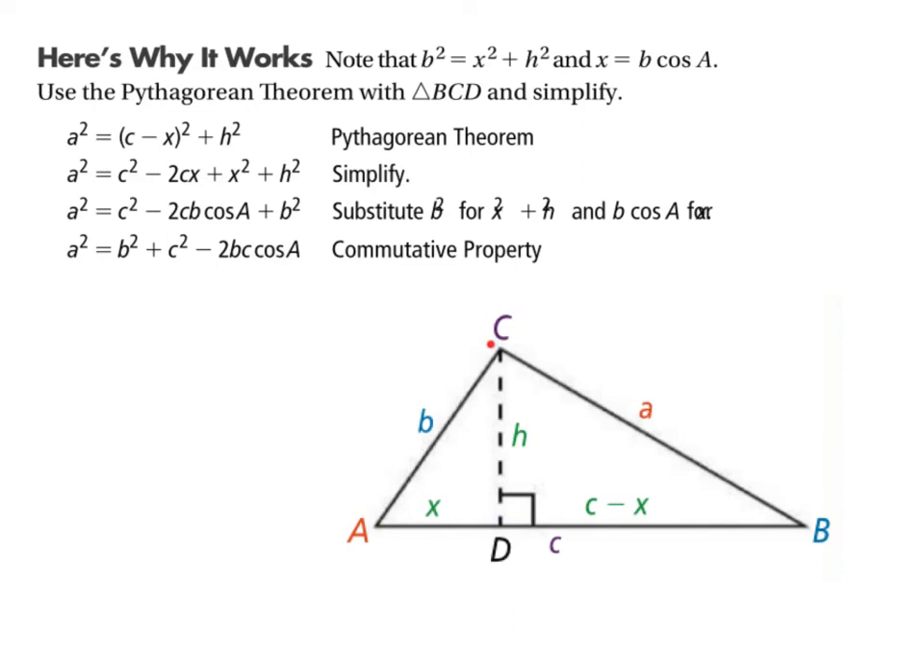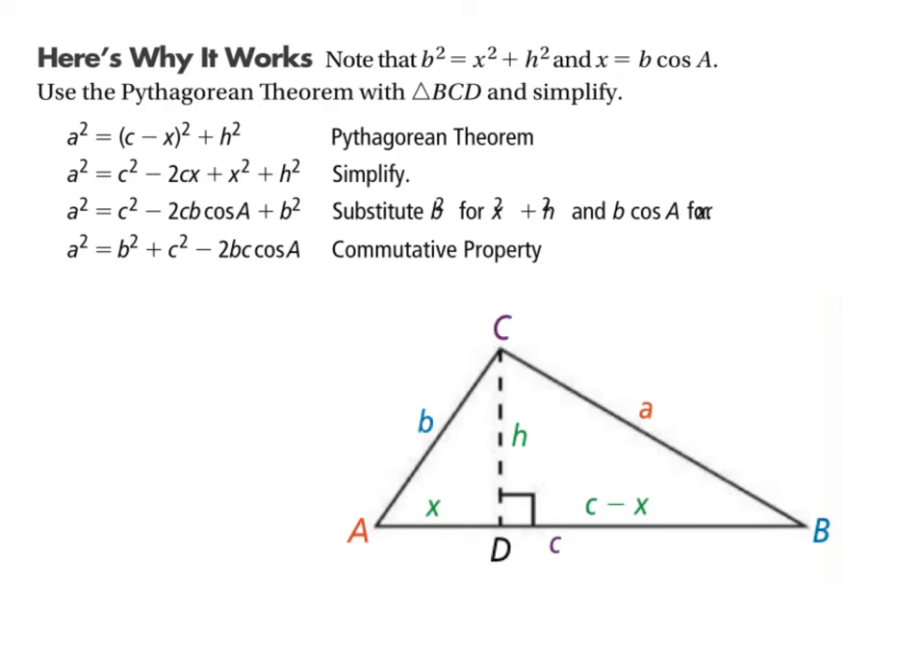Now let's look at this triangle right here on the left-hand side, because it says here, note that b squared, the hypotenuse squared, is equal to the two legs squared, x squared plus h squared. B squared equals x squared plus h squared. Just the Pythagorean theorem, right, with the hypotenuse on one side of the equal sign. And they're also saying this. Notice that x, right here, this length, is equal to b cosine A.